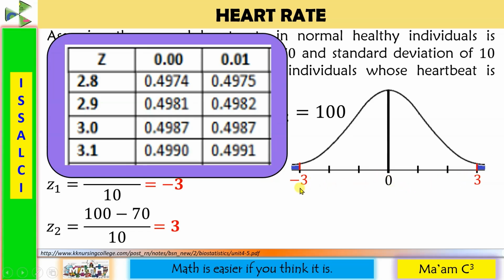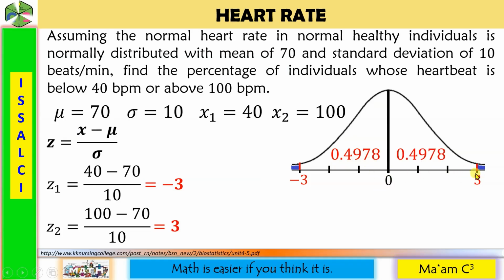So let us locate negative 3. We do not have negative in our z table. So let's have 3.0. The hundredths digit of this is 0. Get the intersection. And the area is 0.4987. This area is from 0 to negative 3. If this is the area from 0 to negative 3, then this is also the area from 0 to positive 3.